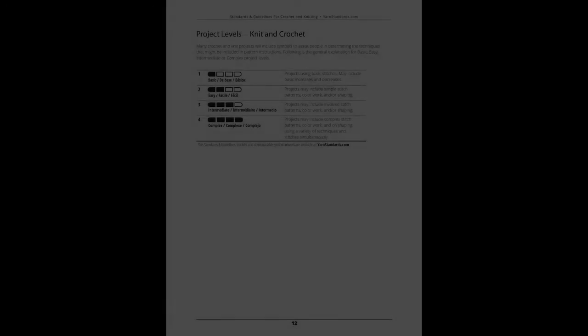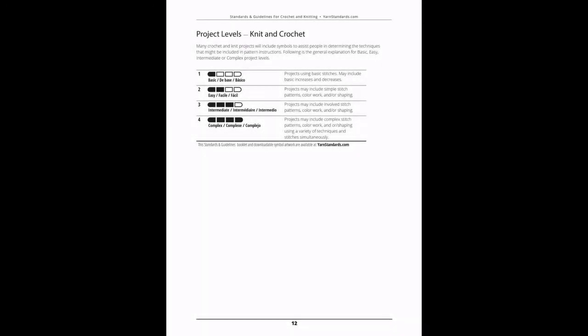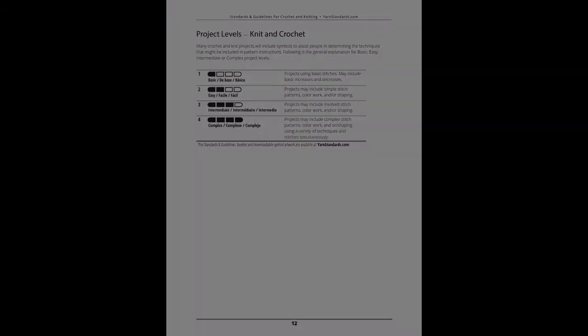Something else that's here that you might find helpful is it has a description of different project levels for knit and crochet. It has a chart showing you what those symbols look like and gives you a little bit of a description for what each of those pattern levels might mean. This is especially helpful if you're pulling patterns from a yarn brand website. They tend to use these standards.